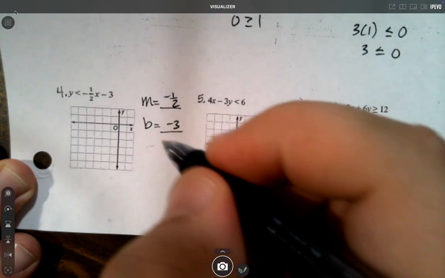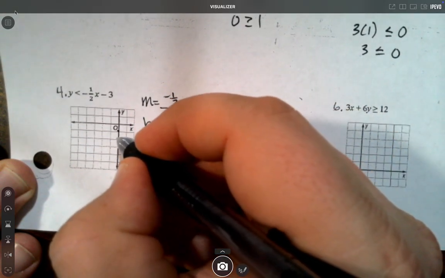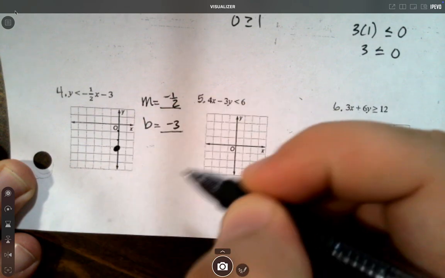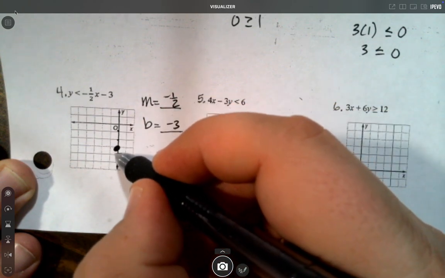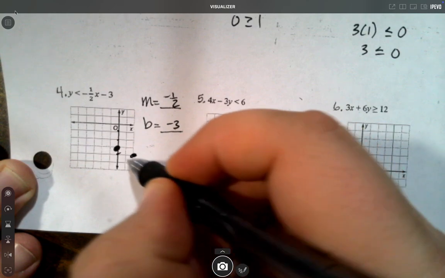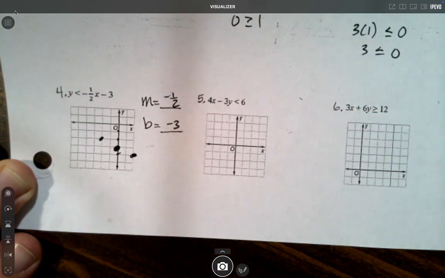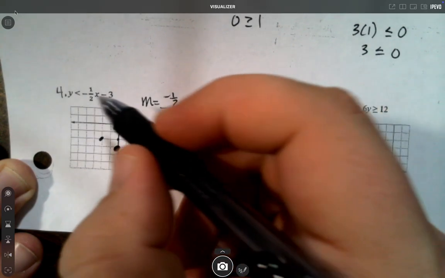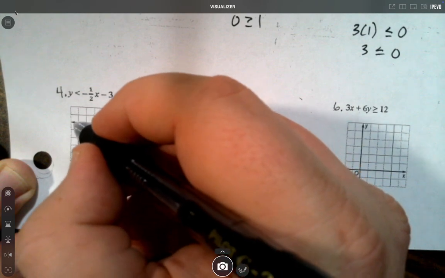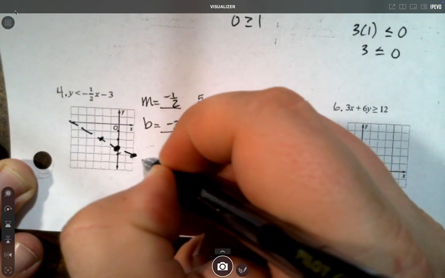So when I'm graphing, I start with my y-intercept. So I count down on the y-axis to 1, 2, 3. And then the slope is negative 1/2. So I can go down 1 and over 2, or I can go up 1 and to the left 2. Either way, that gives me the correct direction. And since there's no "or equal to," I'll have to draw a dotted line through these points.